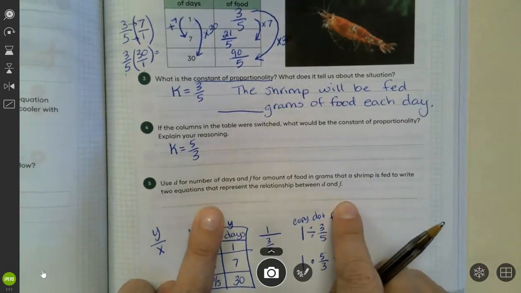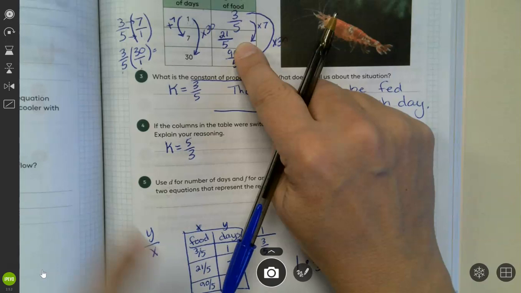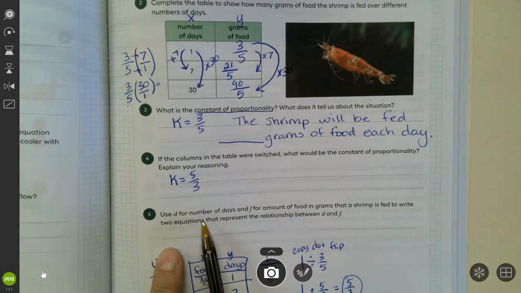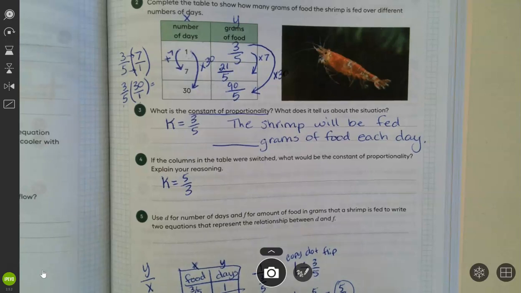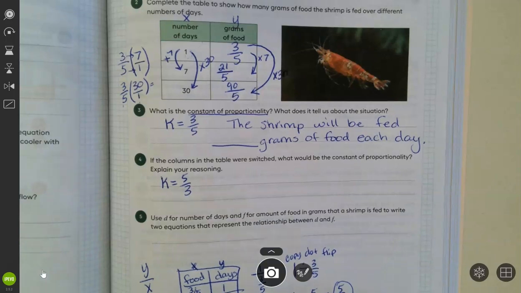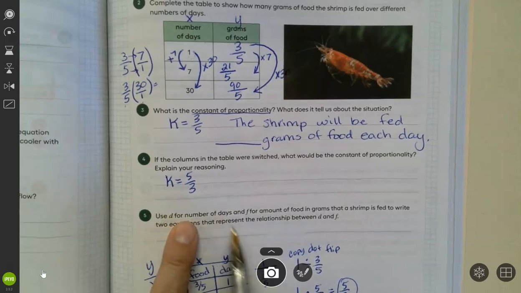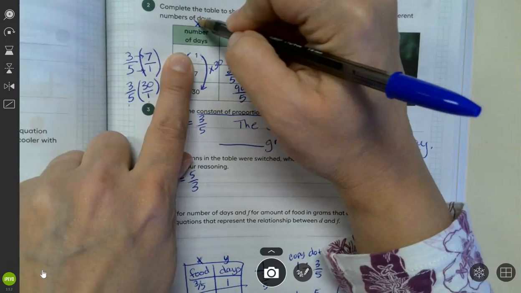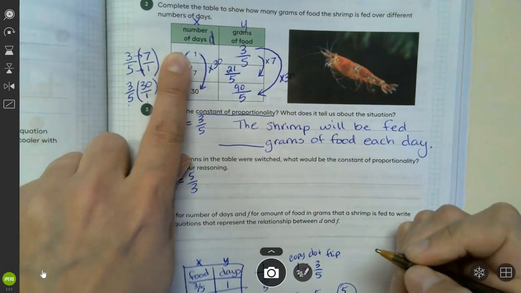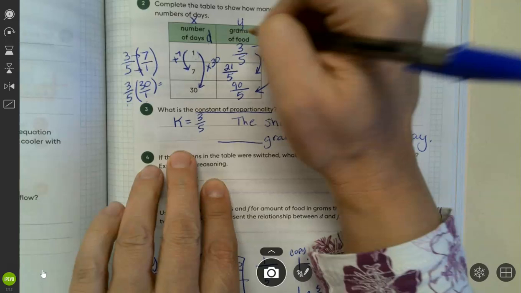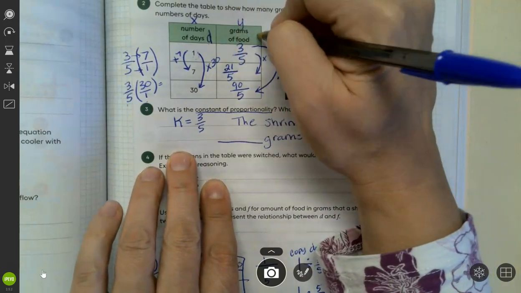Last thing we're going to do, we're going to write the equations for these two tables. Let's start with the first one, okay? So our directions say use D for number of days and F for amount of food in grams that a shrimp is fed to write two equations that represent the relationship between D and F. Ugh, that's a lot to say. So first step of the directions, use D for the number of days. So instead of writing number of days or using X, I'm going to use the variable D. And then it says use F for the amount of food in grams that a shrimp is fed. So instead of using Y, I'm going to use F.